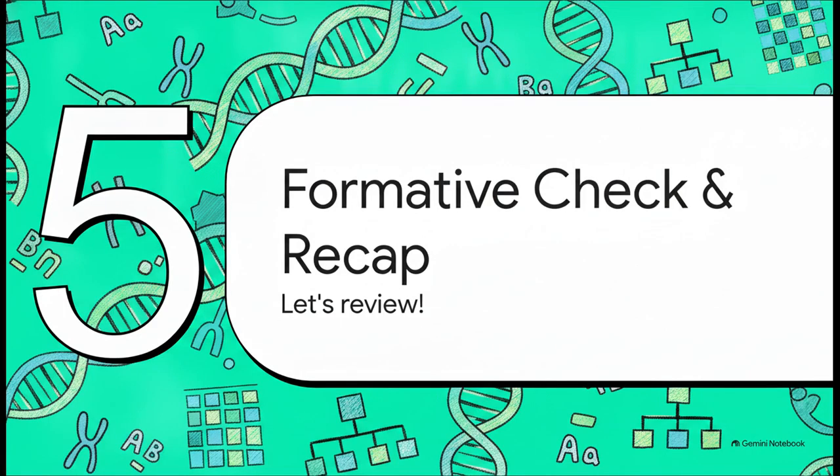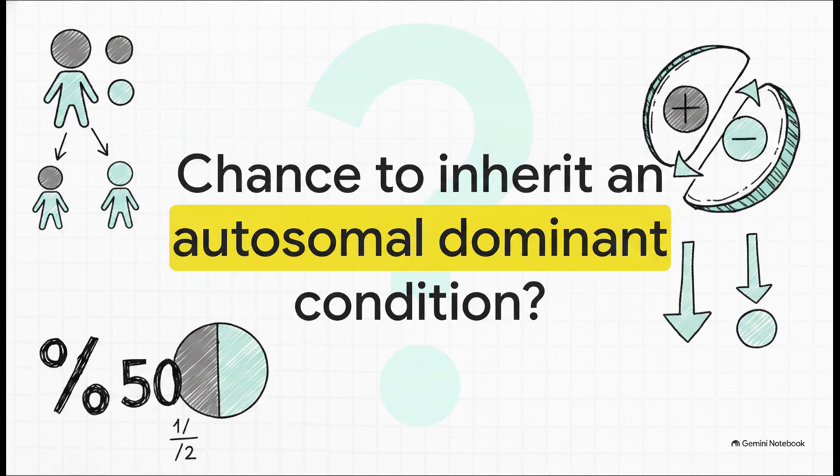Section 5, Formative check and recap. Let's make sure we're walking away today with a rock-solid grasp of the real, verified science of basic inheritance. Here's a quick, low-stakes question for you to test yourself. Think back to the beginning of our explainer. If a parent has an autosomal dominant condition, what is the exact percentage chance that their child will inherit that altered gene? I'll give you a second to think about it. All right, the answer is 50%. Because the parent only has one altered gene to give, it's a literal coin flip for every single child.